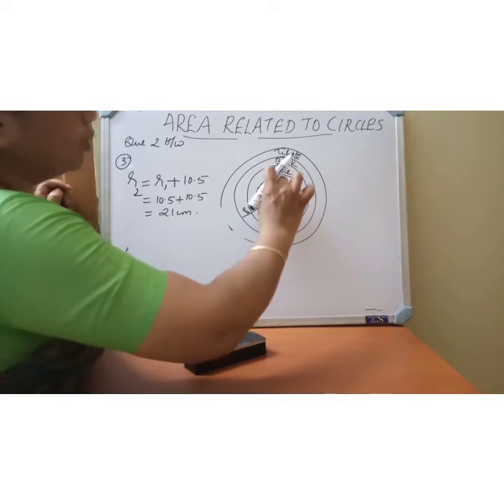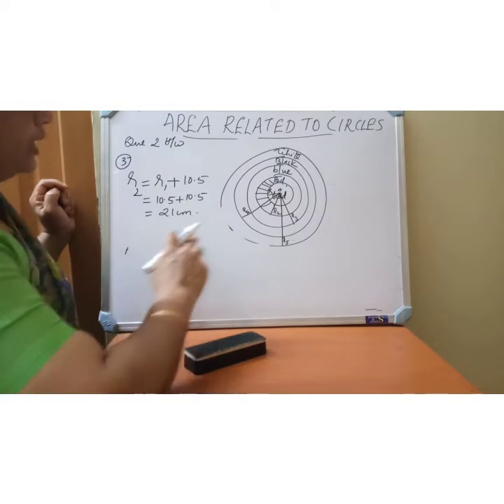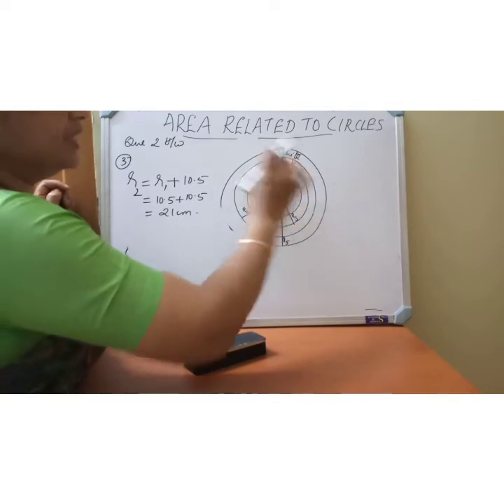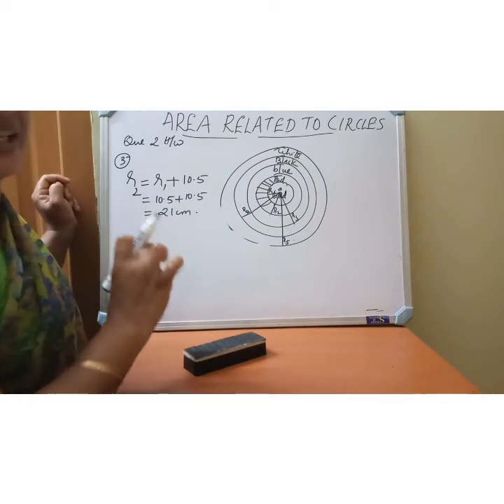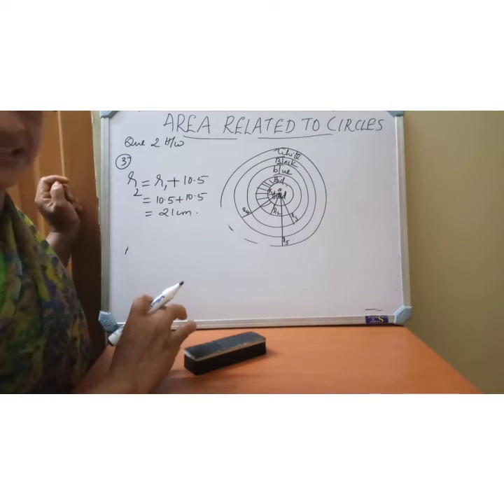So we do not need the area of the first gold region. So what must we do? First we must find out the pi r2 square, the full area minus the inside circle, that is the gold region area. When we subtract this, we will get the red region area of this circular path.